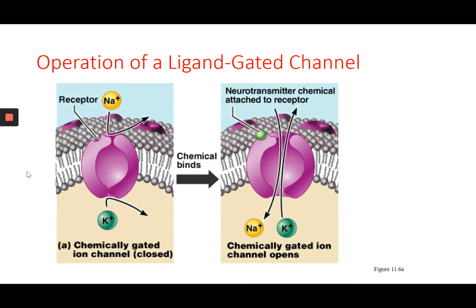So here's the operation of a ligand-gated channel. If this channel looks familiar, it is also called an acetylcholine receptor, and you saw it on the motor end plate, or specifically the junctional folds at the neuromuscular junction on the sarcolemma.